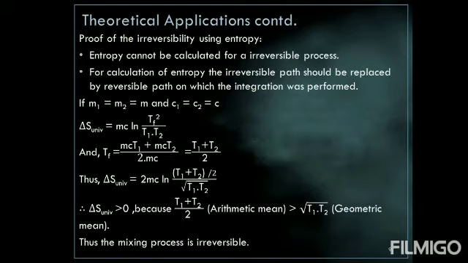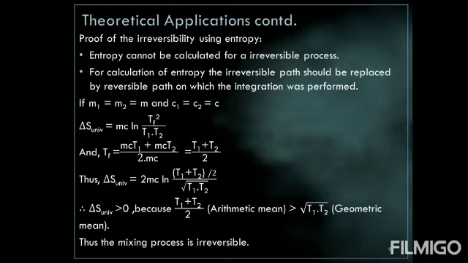Since entropy cannot be calculated for an irreversible process, for calculation the irreversible path must be replaced by a reversible path with the same endpoints, over which the integration is performed. Now let us assume that m1 equals m2 equals m, and C1 equals C2 equals C. Therefore delta S universe will be given by mC ln(Tf squared/(T1 T2)), and the final temperature Tf will be given by (T1 + T2)/2, and thus delta S universe equals 2mC ln[((T1 + T2)/2) / sqrt(T1 T2)].